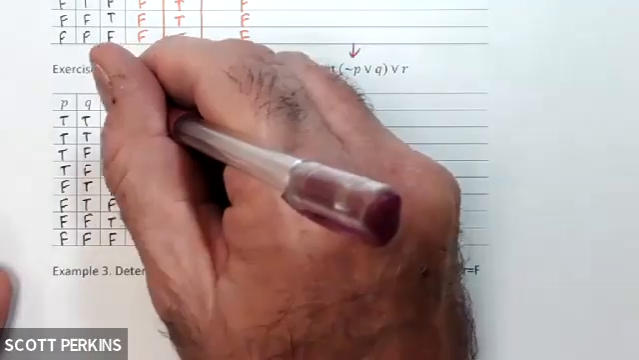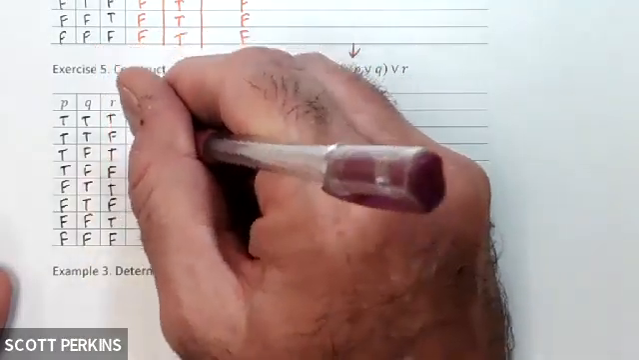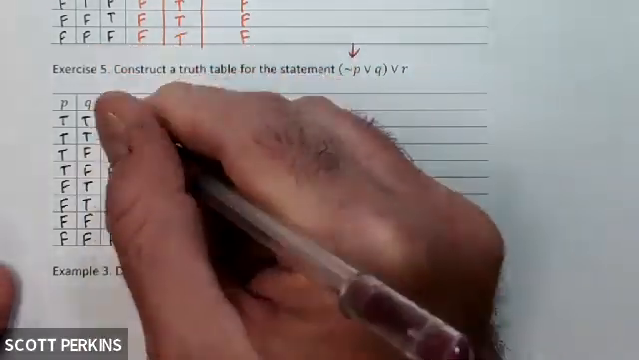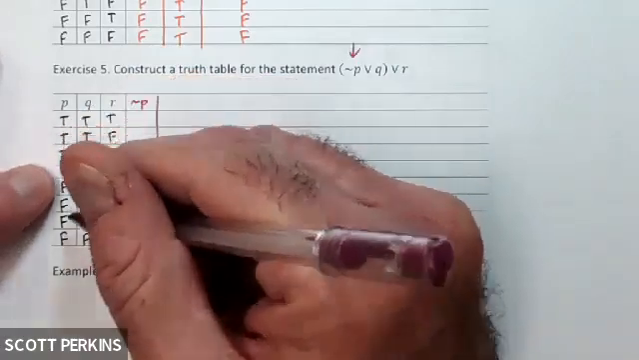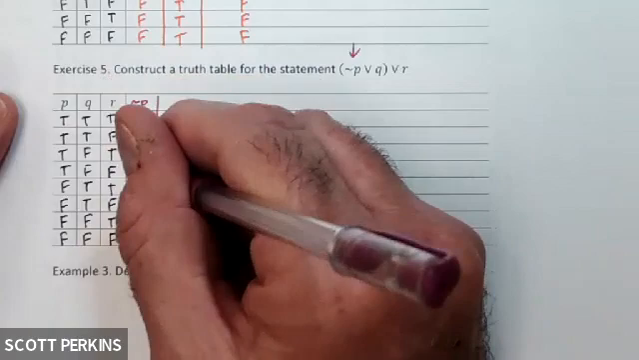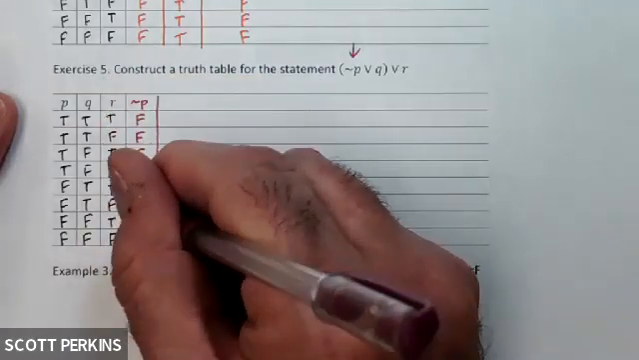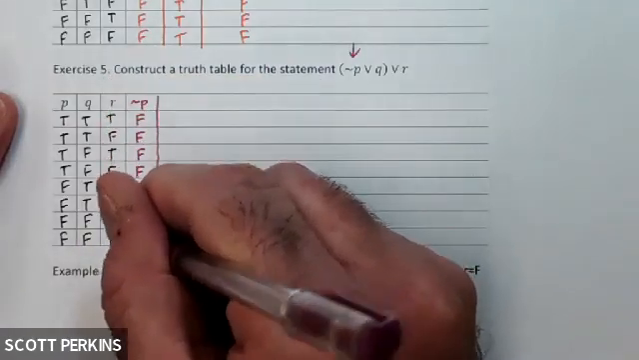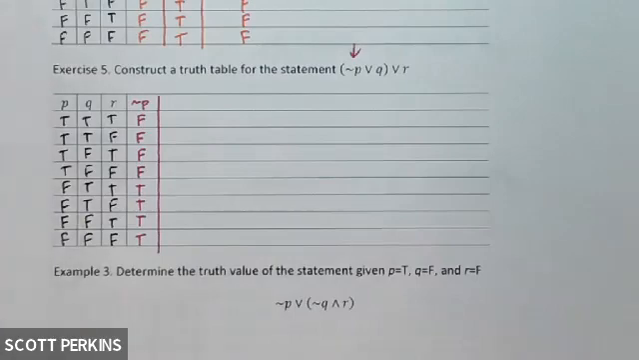So if you're still working, keep working. So statement P is 4 truths and 4 falses. So squiggly P is going to be just the reverse: 4 falses, 4 truths. Great. What else? What should I do next then?